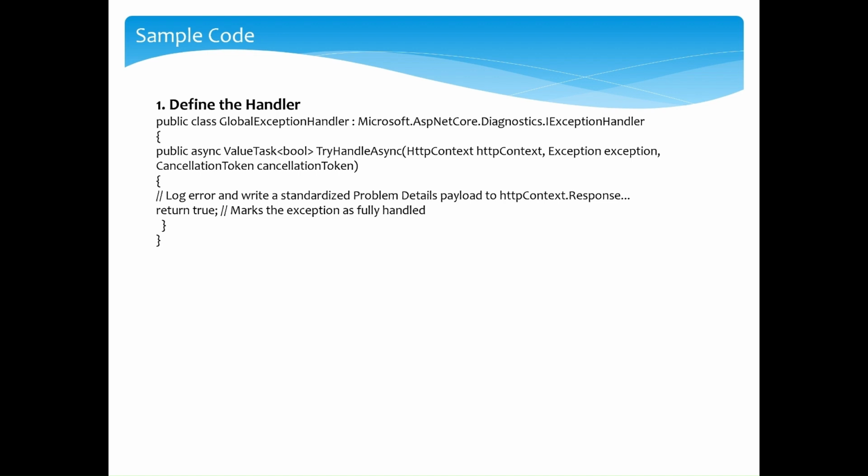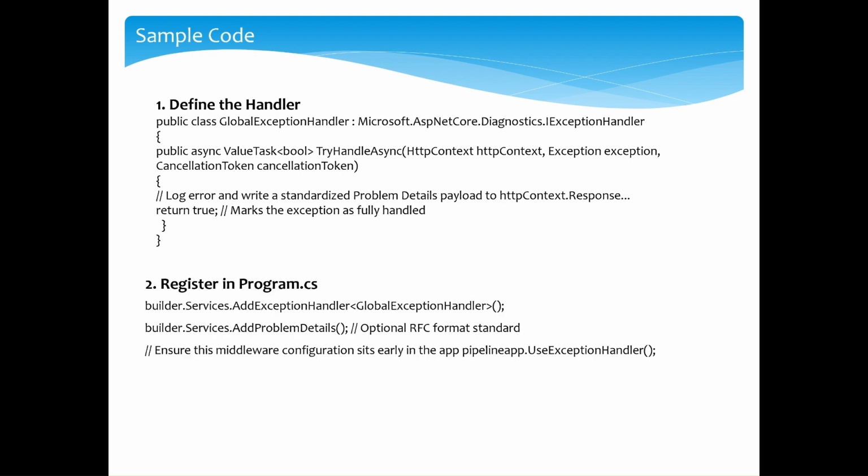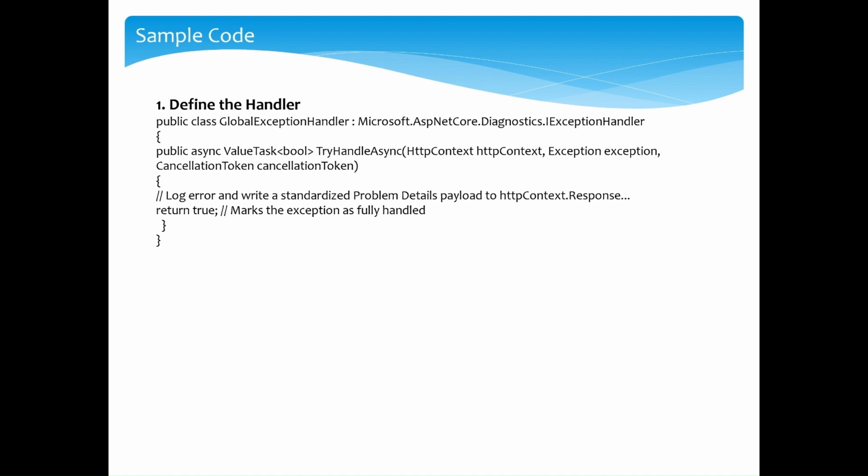Let's look at the implementation of the code. Here is the sample code. First, we define a handler. We create a global exception handler that implements IExceptionHandler. Inside this class, we implement the TryHandleAsync method, which takes the HTTP context, the exception, and a cancellation token. Inside this method, we log the error and write a standardized problem details payload to the HTTP context response. And finally, we return true, which marks the exception as fully handled.